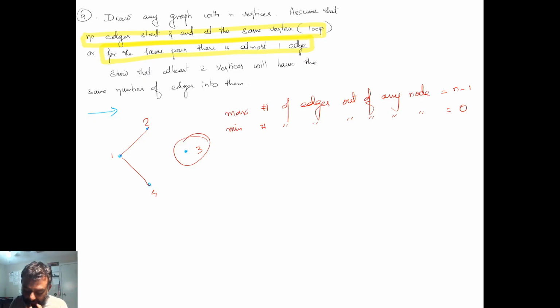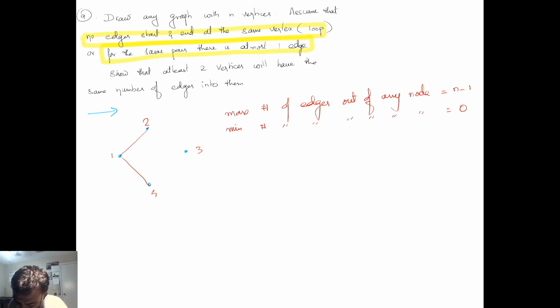So look carefully. At this point, what are all the possible numbers of edges out of any node? It can go from 0 to n minus 1. And that's what the question essentially is asking you, look at the question.